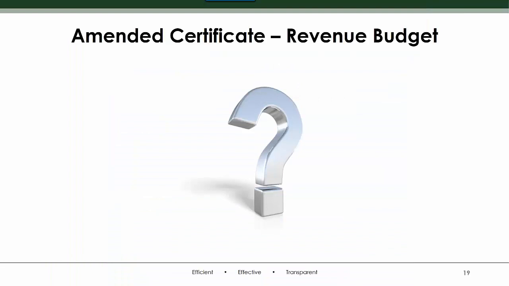So now I want to talk about what we've done so far. All we've done is get an amended certificate and put in our revenue budget. We have managed only one component of our operating budget. We can't spend the money yet. It hasn't been appropriated. But I want to stop here and talk to folks about the amended certificate portion.